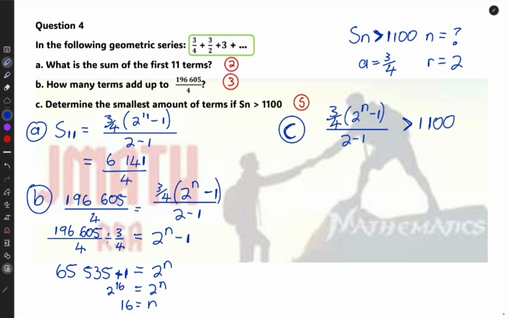I can ignore that. So first thing I'm going to do is divide both sides by 3 over 4. So 2 to the power n minus 1, and then divide by 3 over 4 there, and that would tell me the answer is 1466.67, and I can take over the 1. 1467.67.